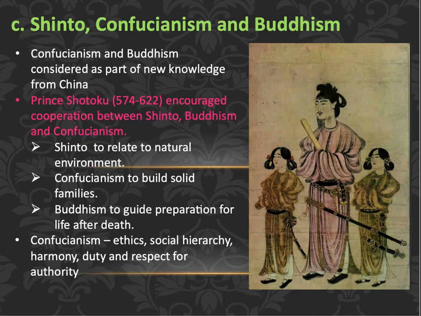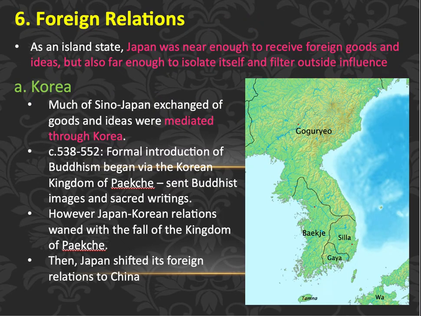Now, we go to our last part on Japan. How Japan dealt with its foreigners. When you look at Japan, similarly with China, they have relations with the next door neighbors. The next door neighbors over here, Korea is the nearest to Japan.